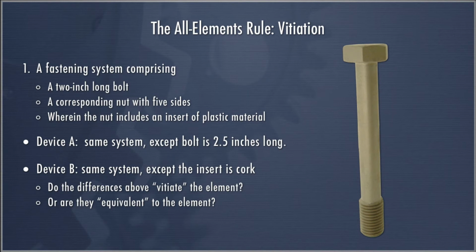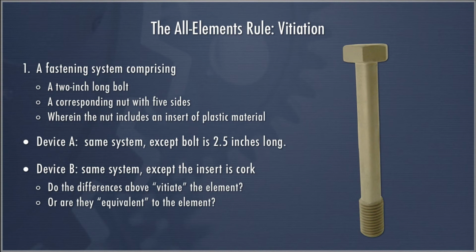So look at device B. Same system, except the insert is cork, right? So does that vitiate? Again, everything's the same, right? This is, again, a 2-inch accused infringing bolt, so we don't have that issue. But instead of the insert of plastic material, we have an insert of cork material. So is that equivalent? I think the way the courts would play this out is that the 2.5 inch bolt would vitiate, and the cork insert would be a jury question. And here's why I think so.